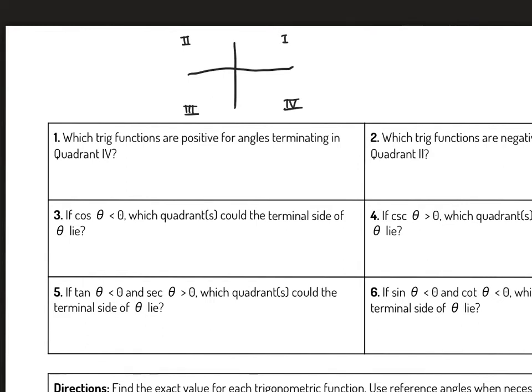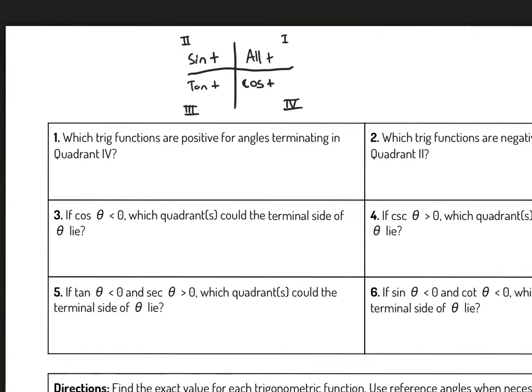And in the first quadrant, all of them are positive. In the second quadrant, sine is positive, but cosine and tangent are negative. In the third quadrant, tangent is positive, and sine and cosine are negative. And in the fourth quadrant, cosine is positive, and sine and tangent are negative.